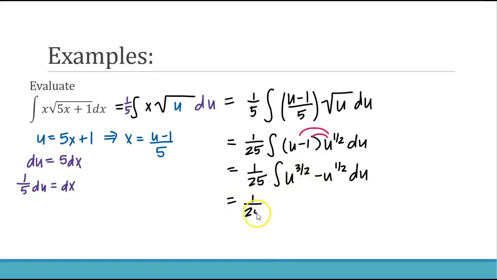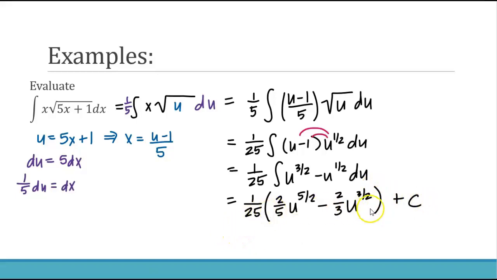So 1 over 25 is going to stay in front, and I'm going to keep parentheses here. I'm going to have u to the 5/2, so I add a power, and then times the reciprocal, times 2/5. And then here I have minus u to the 3/2 times 2/3. And then we're going to have our constant c in the back.